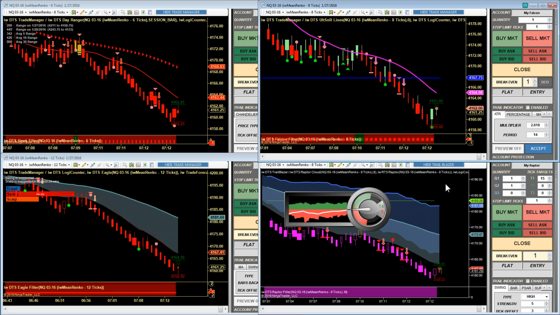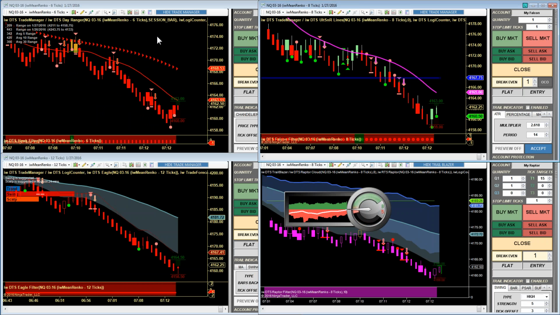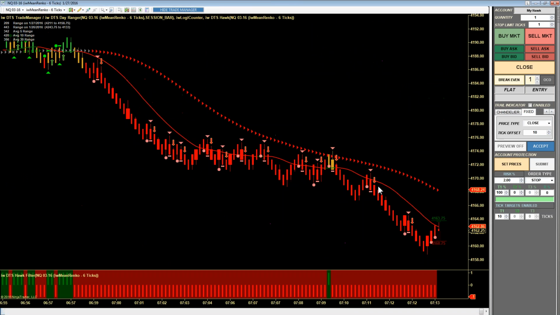All right, so it does look like the NQ has a little bit of a trend going on today. Had another first micro macro cross signal right here. This is one of our high probability signals again.